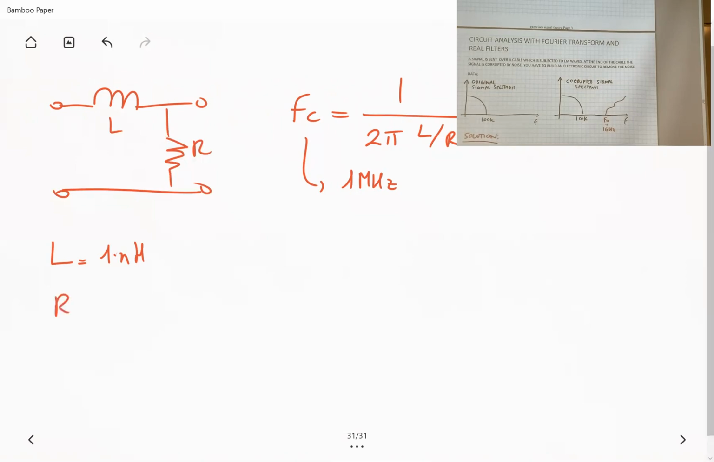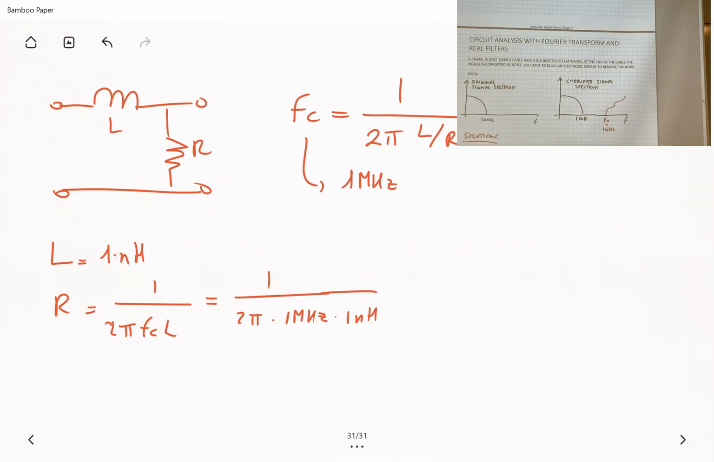So, okay, with 1 nanohenry, how much is the resistance? One divided by 2 pi FC divided by L, like this: 1 divided by 2 pi, 1 megahertz times 1 nanohenry. And also, when you choose components, choose simple values. Don't choose 3.3 nanohenry or 5 nanohenry. Just choose 1 or 10, and it simplifies a lot the calculation.